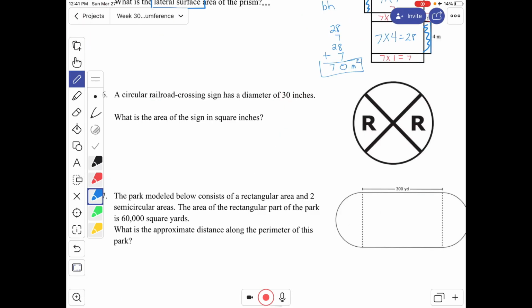Number 6. A circular railroad crossing sign has a diameter of 30 inches. What's the area of the sign in square inches? So the formula for area of a circle is pi times radius squared. And they said the diameter is 30. Well, diameter goes all the way across. So if the diameter is 30, half of 30 would be 15. So the radius is 15, and we need to find the square times pi, which is 3.14.